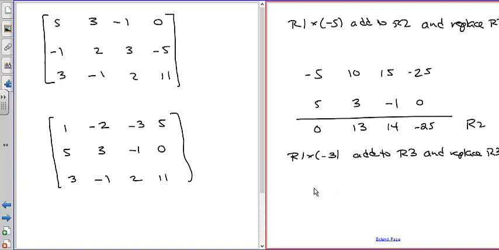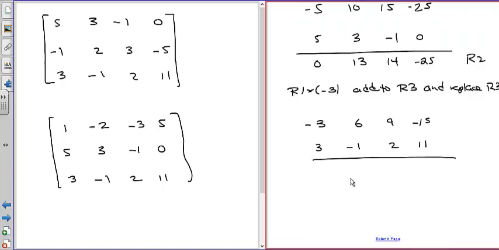So if we take row 1 multiplied by -3, we'll get -3, +9. Is that right? No, +6. -2 times -3 is +6. Negative 3 times negative 3 is positive 9. And negative 3 times 5 is negative 15. So that's 3 times a row 1. We add that to row 3. And you'll get 0, 5, 11, negative 4.